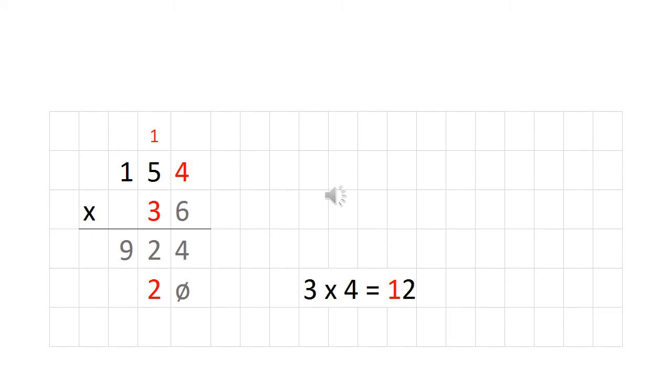Now 12 is too big to fit in that one little spot there, so we're going to leave the 2 down there, and we're going to take the 1 and we're going to move it up to the top, out of the way, and we're going to put it over top of the 5. That means when we get to the 3 times 5 is 15, plus that little one at the top gives us 16. Again, if we go to write 16 in the spot next to that 2, we're going to run out of room. So we'll leave the 6 where it is and we'll move the 1 up to the top again.